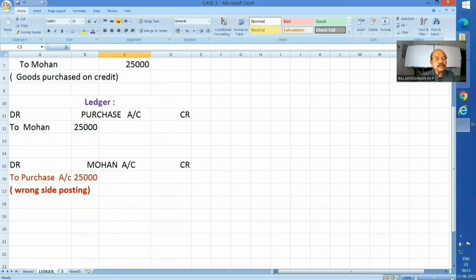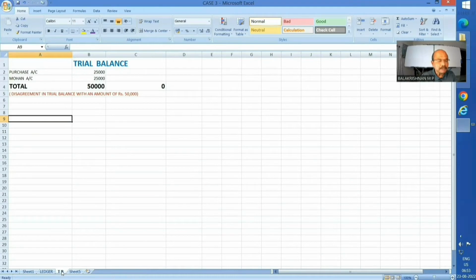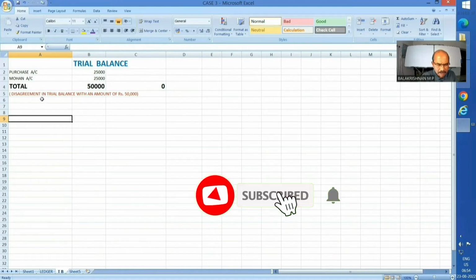Trial balance entries will be like that. Purchase account 25,000 and one more entry in the debit side, Mohan account 25,000. In fact, Mohan account, had it been done properly, should have come in the credit side of the trial balance, which would make the trial balance in agreement. But because of this mistake, this side is 0 and this side is 50,000. So disagreement in trial balance with an amount of rupees 50,000.